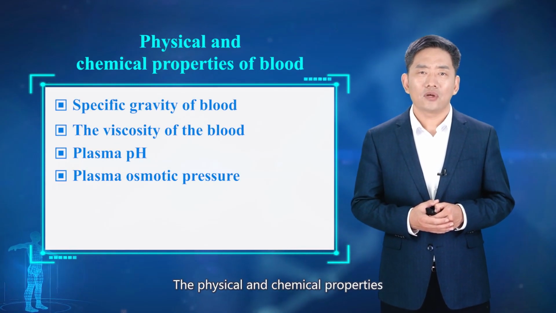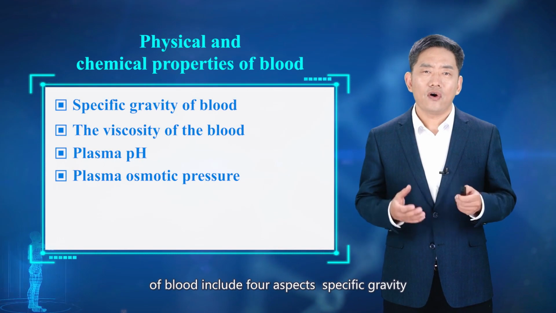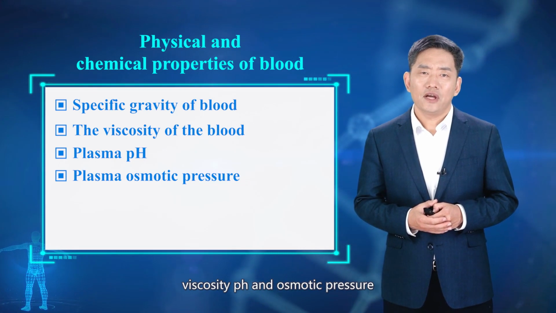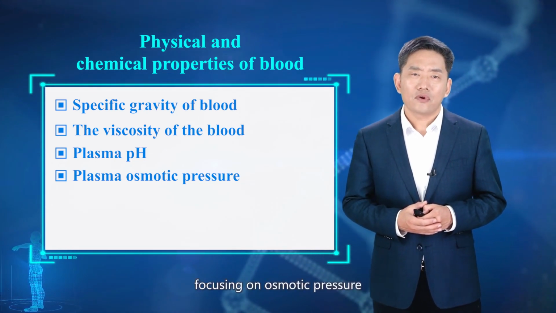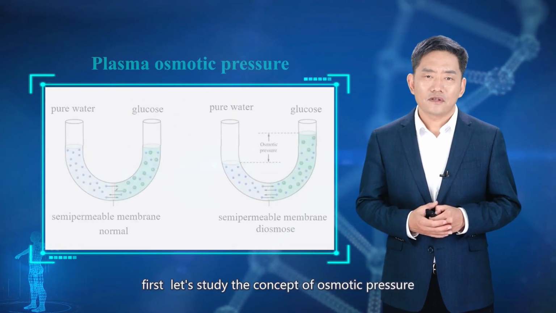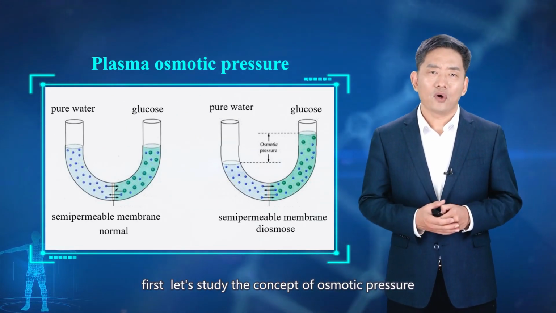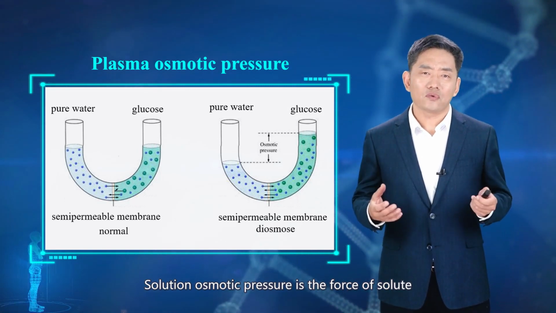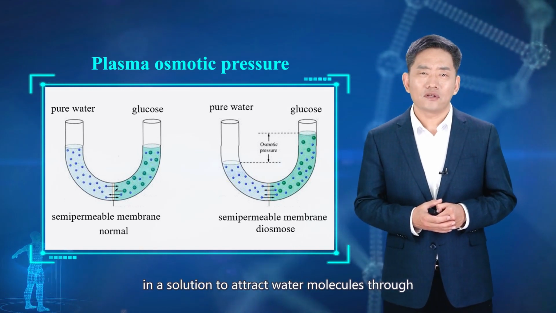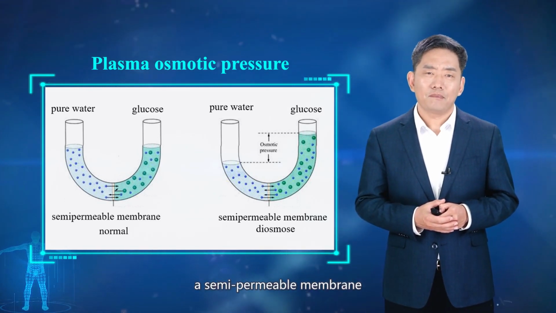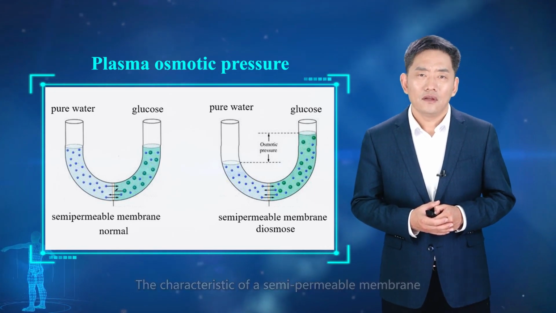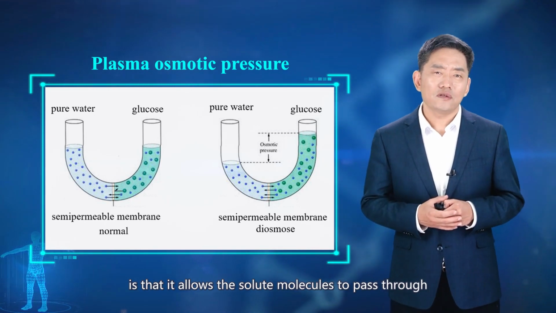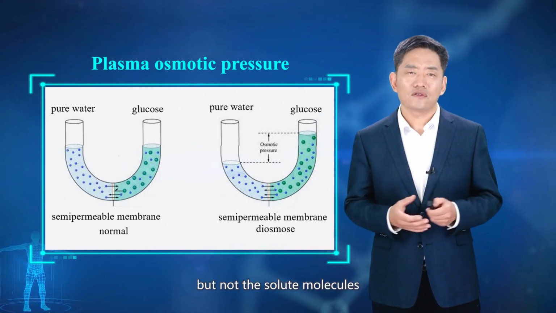The physical and chemical properties of blood include four aspects: specific gravity, viscosity, pH, and osmotic pressure. Focusing on osmotic pressure, first, let's study the concept of osmotic pressure. Solute osmotic pressure is the force of solute in a solution to attract water molecules through the semi-permeable membrane. The characteristic of a semi-permeable membrane is that it allows the water molecules to pass through, but not solute molecules.